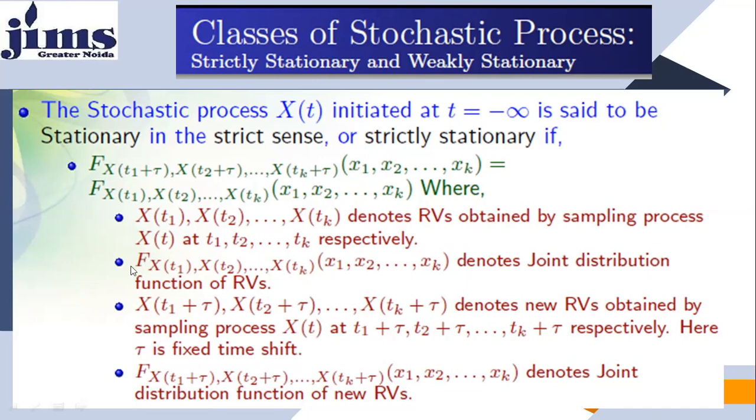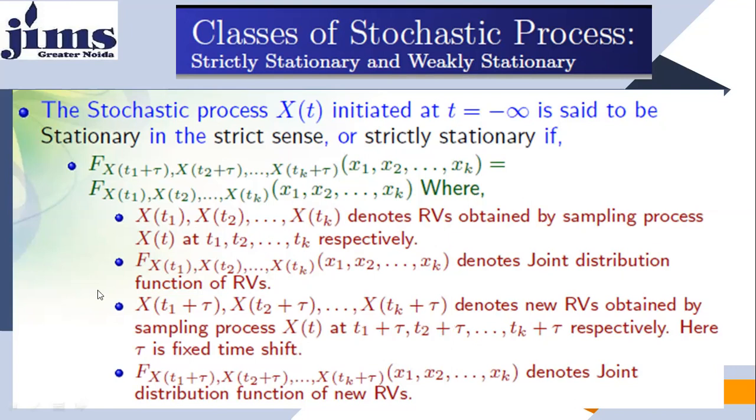Now this is one set of joint distribution function of random variables. Look at this version. This version is a shift of time. You have to shift the time, for example, say 1 hour or 2 hours. So this 2 hours or 1 hour is added every time.